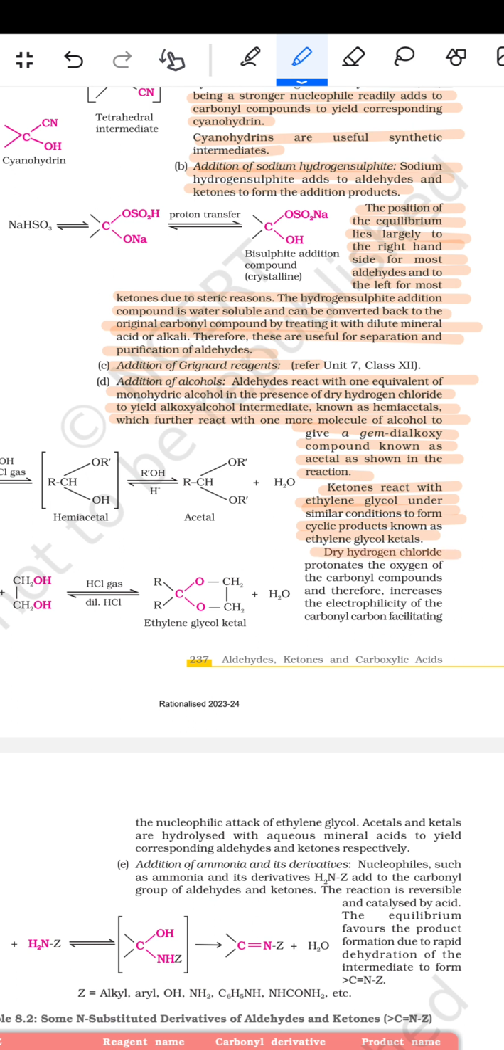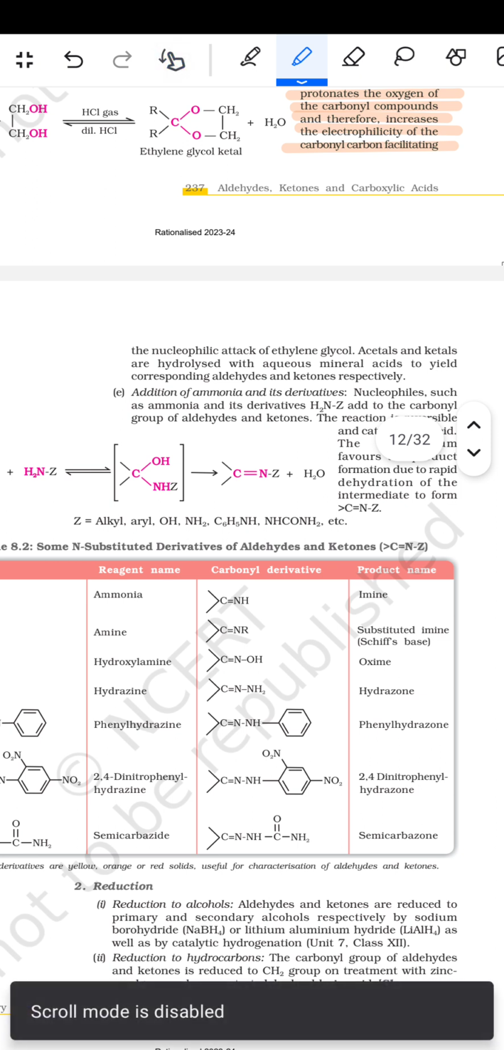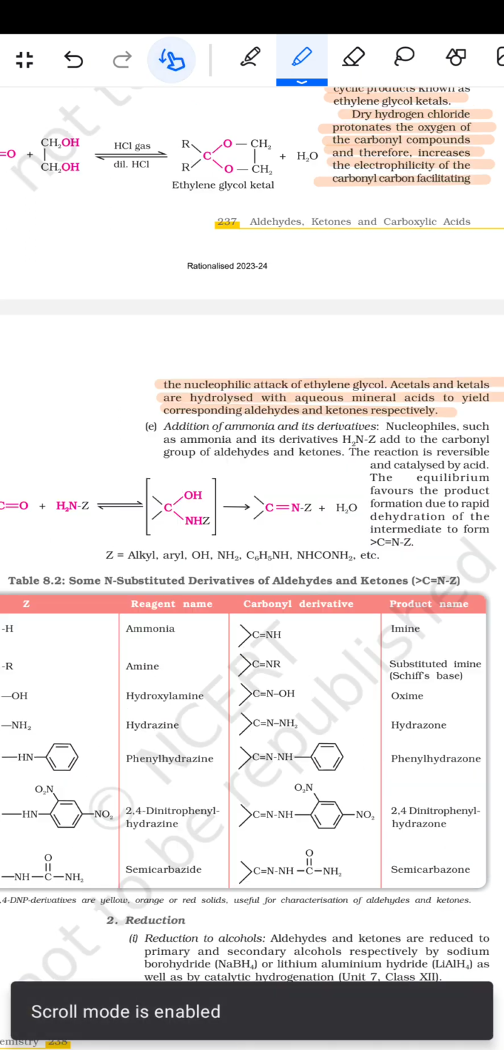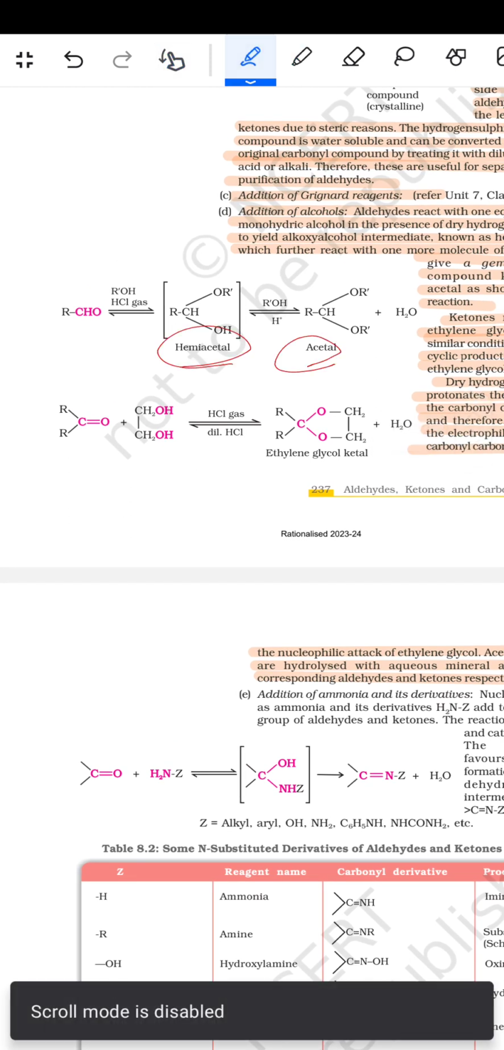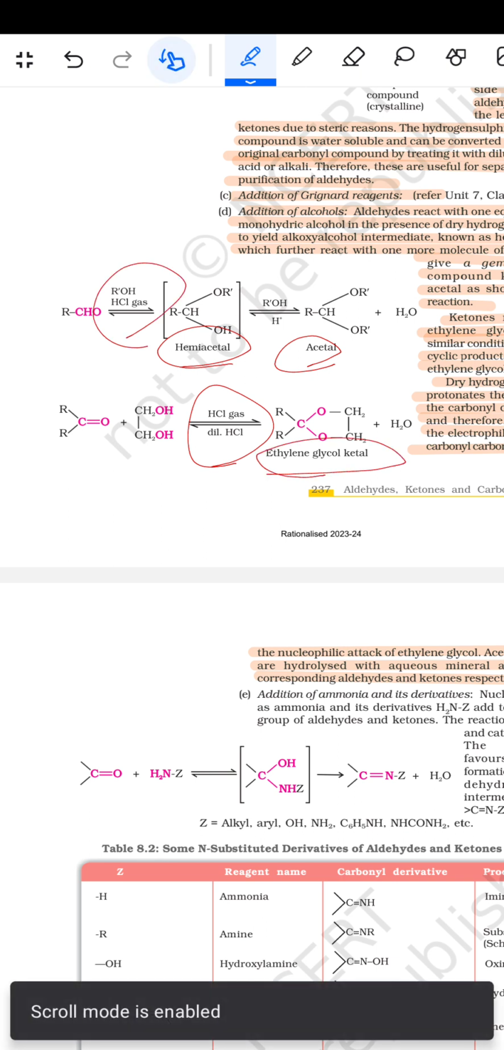Dry hydrogen chloride protonates the oxygen of the carbonyl compounds and therefore increases the electrophilicity of the carbonyl carbon, facilitating the nucleophilic attack of the ethylene glycol. Acetals and the ketals are hydrolyzed with aqueous mineral acids to yield the corresponding aldehydes and the ketone respectively. तो इसमें ये दिया हुआ है हेमी एसिटल, फिर इधर एसिटल है, फिर HCl डाइल्यूट HCl है, एथिलीन ग्लाइकोल और इधर कीटल दिया हुआ है, फिर ROH और द HCl दिया हुआ है, इधर दिया हुआ है.